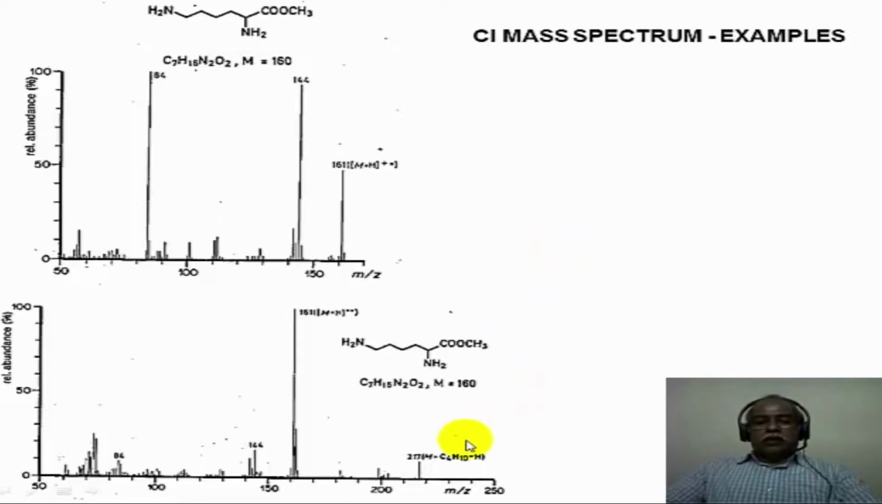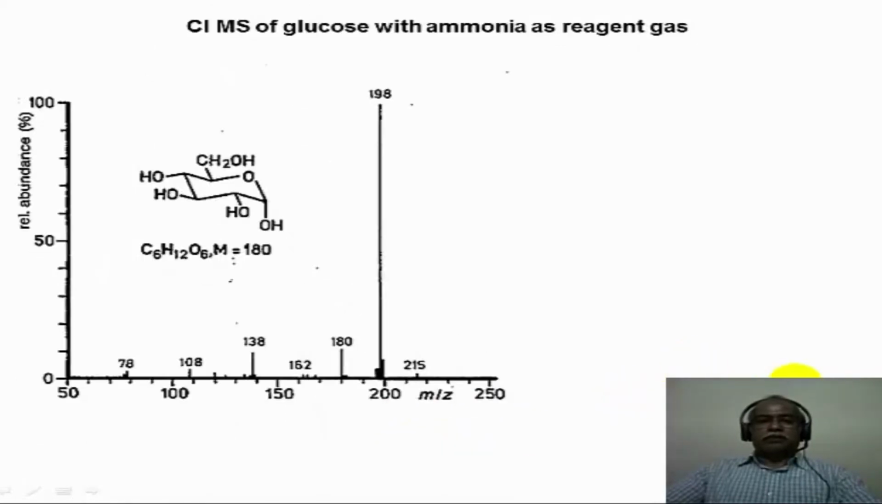Now, when isobutane is used as the reagent gas, it is not only the protonated species that is formed. In addition to that, the tertiary butylated substrate is also formed, corresponding to the molecular weight plus the tertiary butyl cation weight added to this. 217 corresponds to the substrate plus the tertiary butyl cation adduct, which is registered in this particular case.